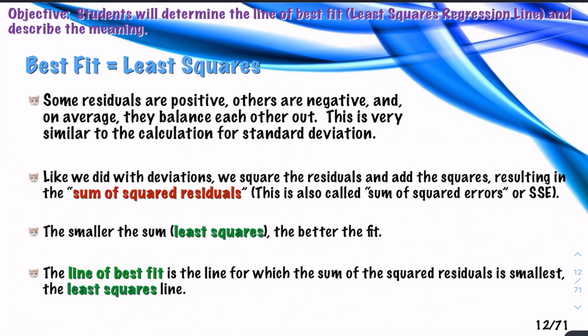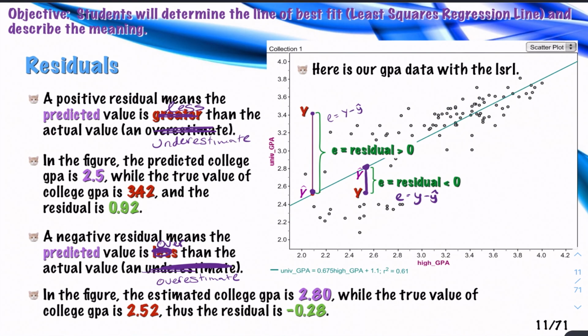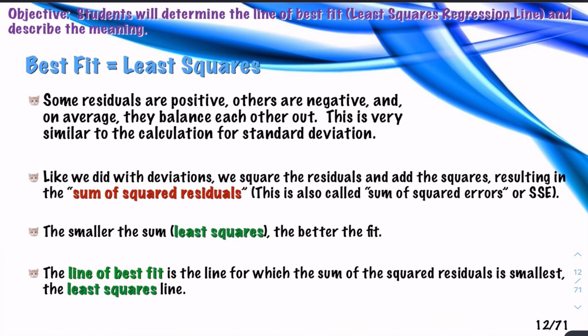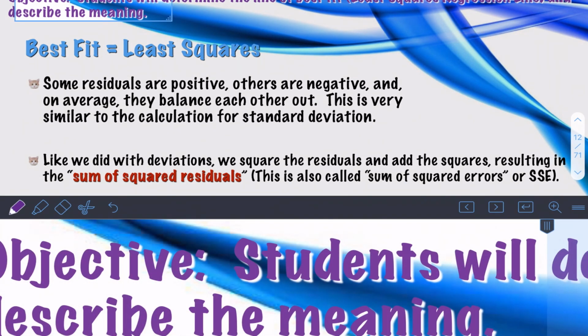So best fit equals least squares. So think what residuals are. Some are above the line, some are below the line. And some are positive, others are negative, and on average, they balance each other out. So this should sound very familiar to you in terms of calculation for standard deviation. Just like we did with standard deviation, if you recall, we don't like the positives and the negatives, or going to the right or going to the left.